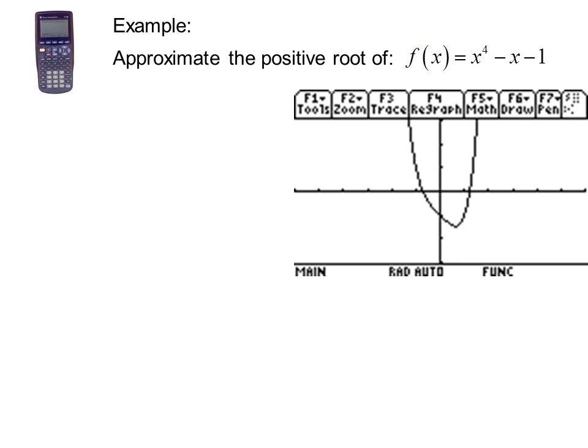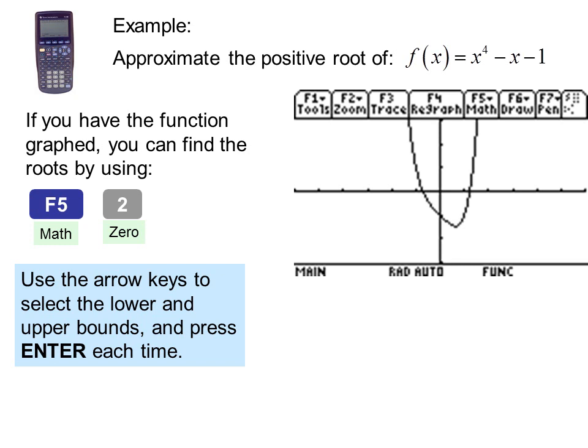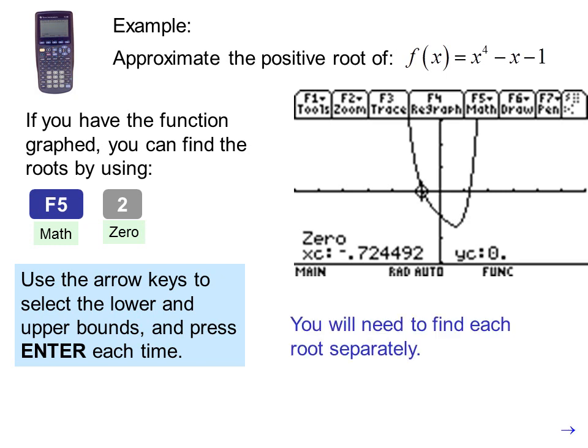Example, approximate the positive root of f of x equals x to the fourth minus x minus 1. If you have the function graphed, you can find the roots by using F5 math 2 0. 0 is another word for root. Use the arrow keys to select the lower and upper bounds and press enter each time. And the calculator will find the root. You will need to find each root separately.